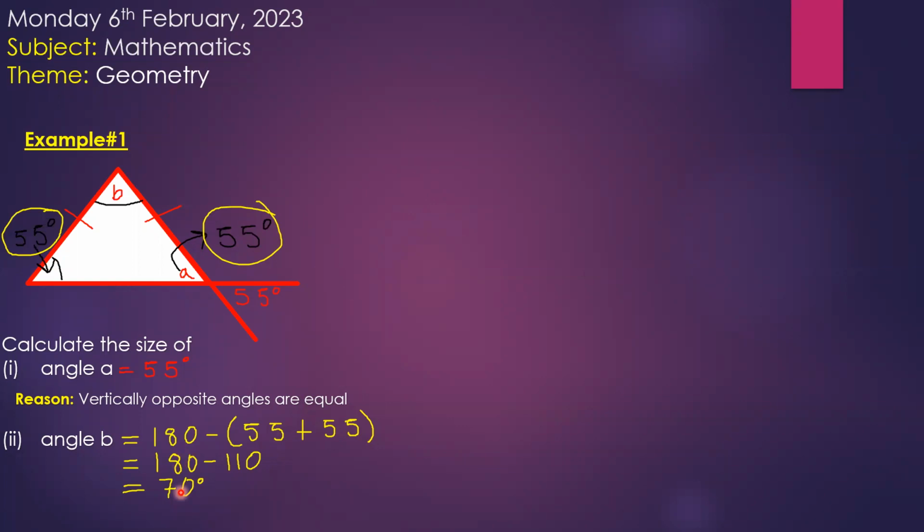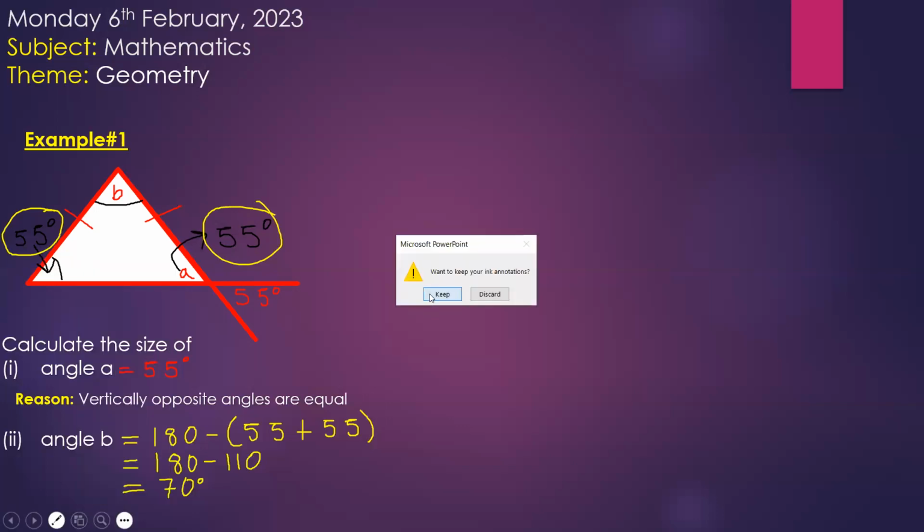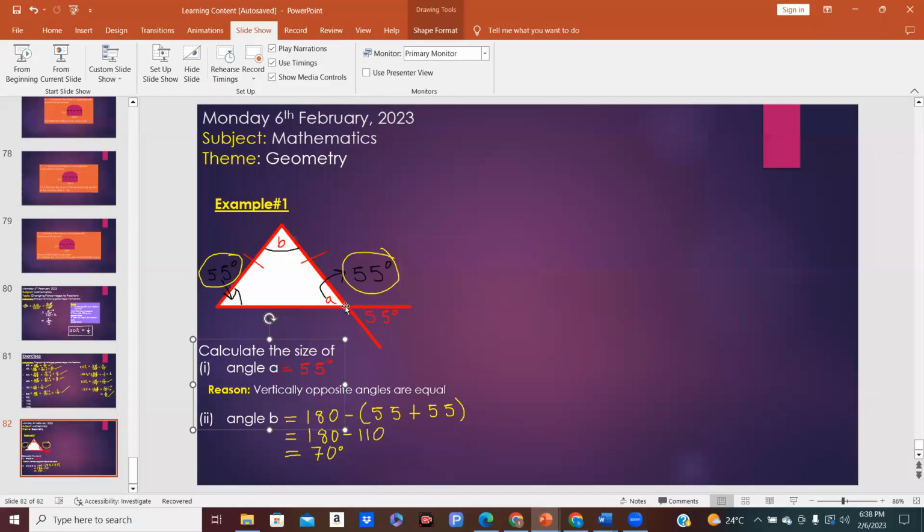All right. So let's do another one. Please write this down for me, please. I said please twice. All right. So let's do another one.